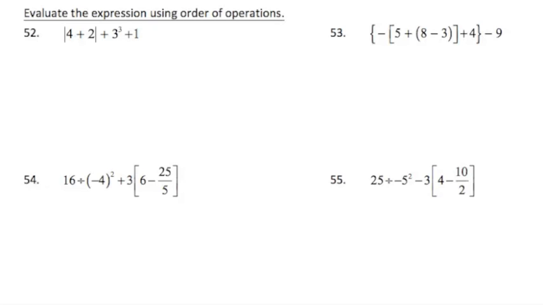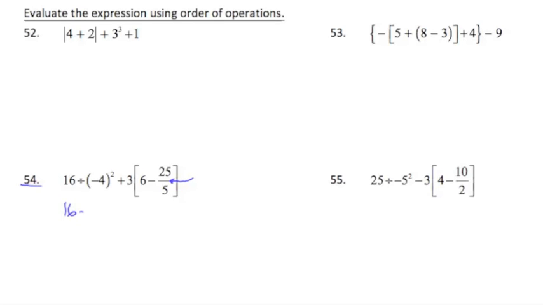Next, we're going to take a look at question 54. In question 54, I'm going to start working this problem inside the brackets. And in the brackets here, you'll notice I have subtraction and I have this fraction, but that fraction bar is actually division. And in this particular fraction, 25 divided by 5, I can do that division. It's going to work out evenly. So that's where I'm going to start with this problem.